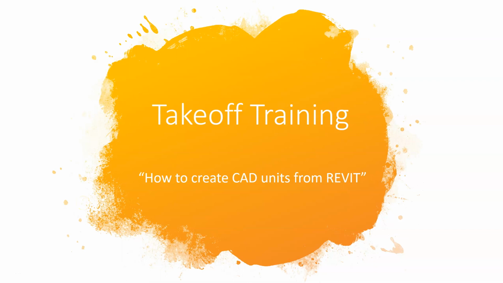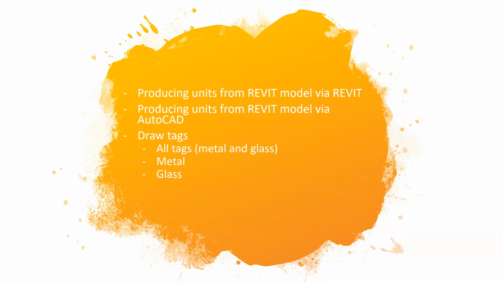Hi. In this video, we're going to be focusing on the unit drawings. Specifically, we're going to show you how to create CAD unit drawings from REVIT. So we'll be focusing on producing units via REVIT, and then producing units from the REVIT model in AutoCAD, and then the draw tags command, which you can use to draw either all the tags, the metal tag, or the glass tag.